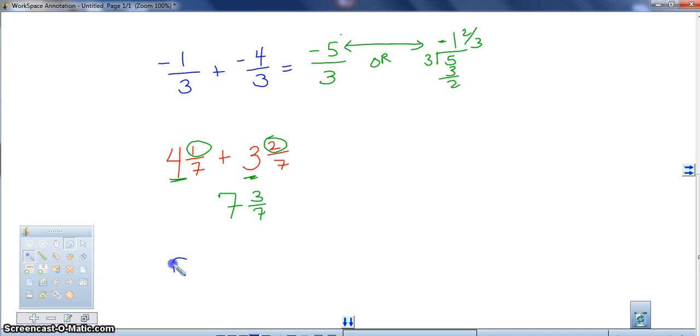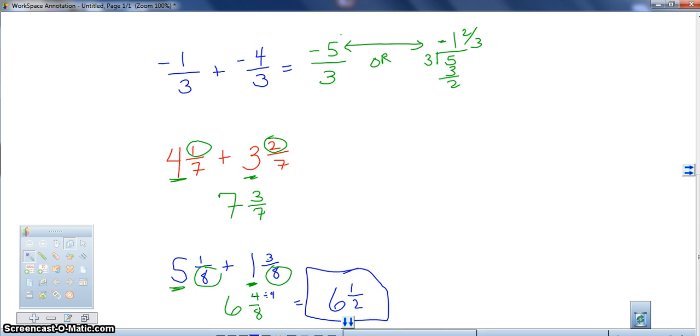Let's try another one. 5 and 1 over 8 plus 1 and 3 over 8. 5 plus 1 is 6, and in the bottom of the fraction it's 8, and then 1 plus 3 is 4. Ooh, but I can simplify that one, so I can divide by 4, so I get 6, and then 4 divided by 4 is 1. 8 divided by 4 is 2. Okay.